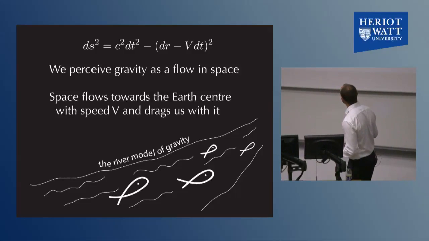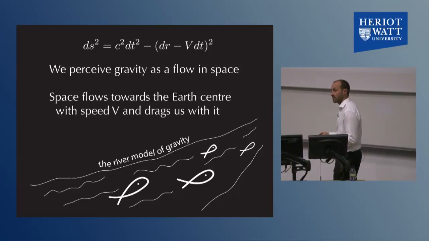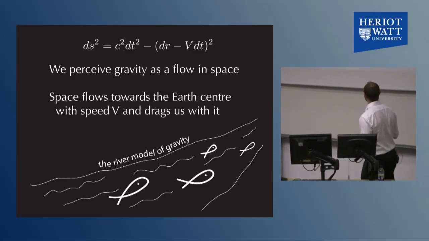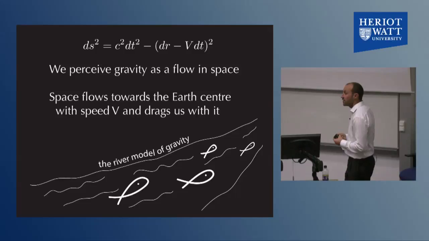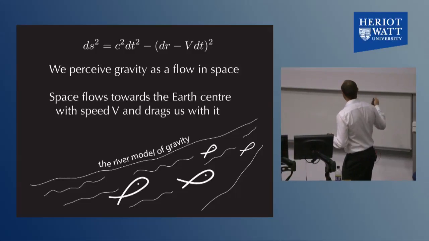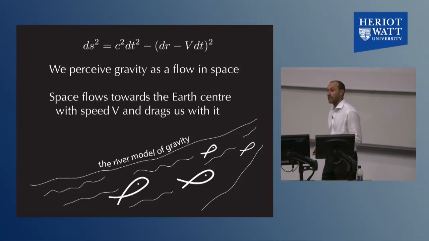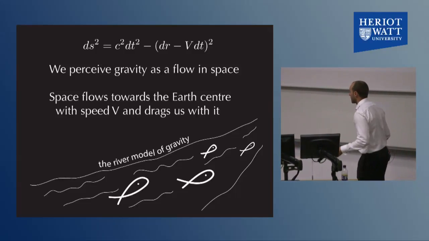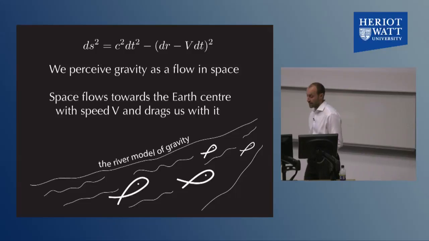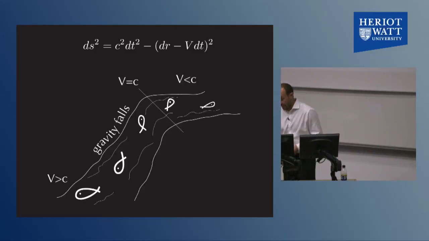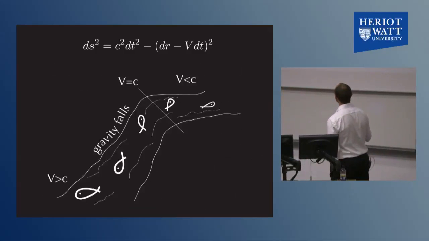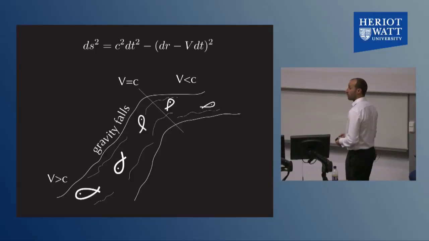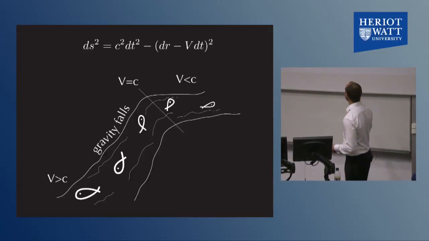So this is often called the river model of gravity for a reason. It's exactly the same thing as being in a river. You have some fish trying to swim upstream, but the flow of water is pulling them back down. In exactly the same way, when we try to climb a mountain, gravity tries to pull us back down again. And you can imagine now, if you have a waterfall in your river, what will happen, okay? We all have some experience with this.